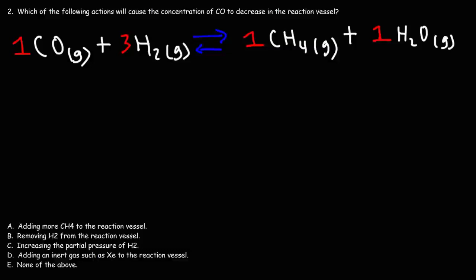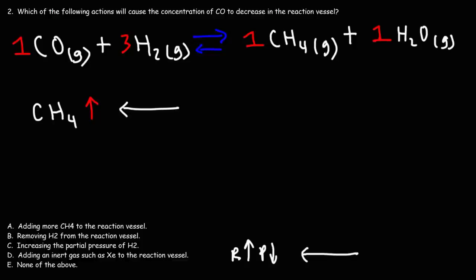Number 2, which of the following actions will cause the concentration of CO to decrease in the reaction vessel? So let's look at each answer choice. If we were to add more CH4, or more methane, to the reaction vessel, what's going to happen? As we increase the concentration of the product, the reaction is going to shift to the left. It's going to move away from the product side so as to decrease methane. Remember, if it shifts to the left, that is towards the reactants, the reactants will go up. It's moving away from the products, so the products will go down.